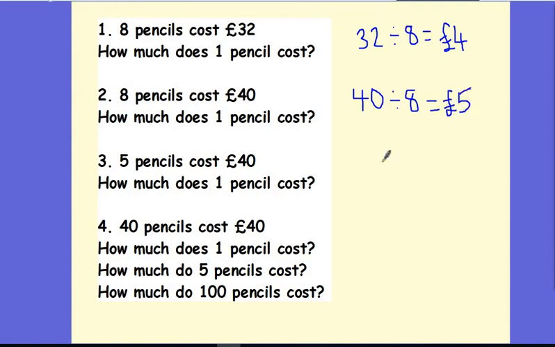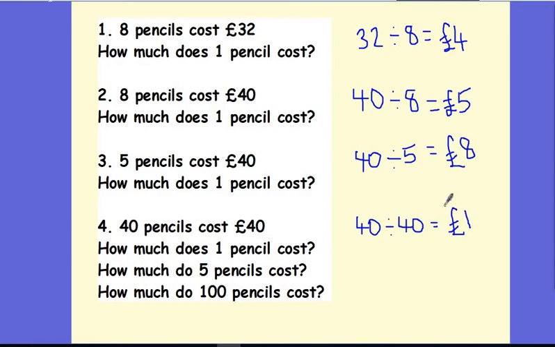For the next one, I've been told that 5 pencils cost £40. So for 1 pencil, I need to do 40 divided by 5, which is 8. That's the most pricey pencil so far. And on the last question, I was told 40 pencils cost £40. So how much is 1 pencil? I need to do 40 divided by 40. 1 pencil is now £1.